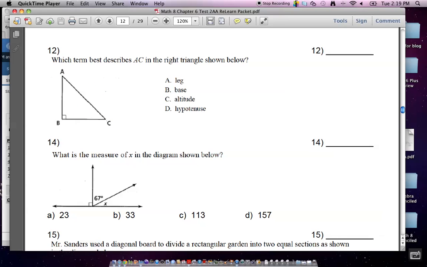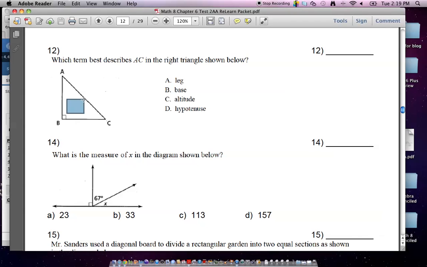Now I go to the next one, which says, what's the measure of X in the diagram below? Well, X is a part of these two angles, and these two angles make up a right angle, just like next to it here, or adjacent to it. So 67 plus what adds up to 90. So I'm going to do 90 minus 67. And that, folks, is 23, not 33. 33 would be a sloppy mistake. So the next one is 23.